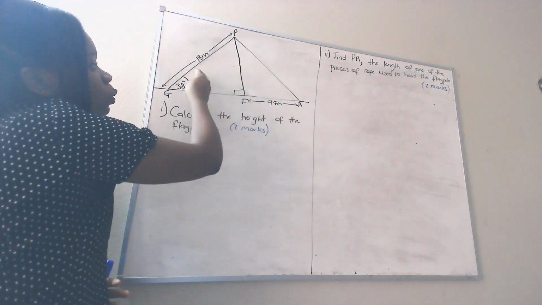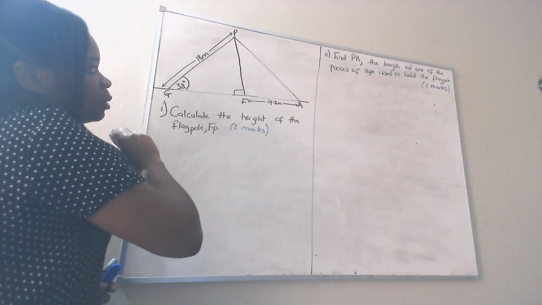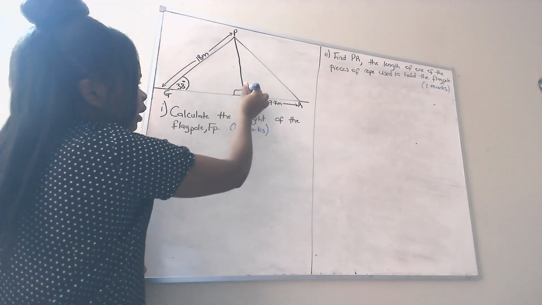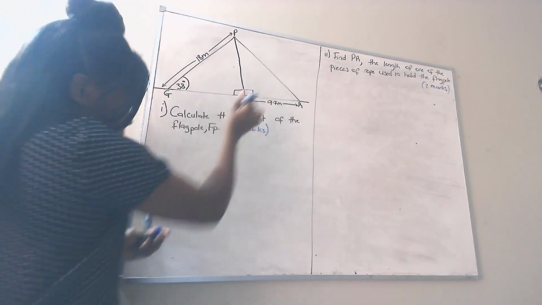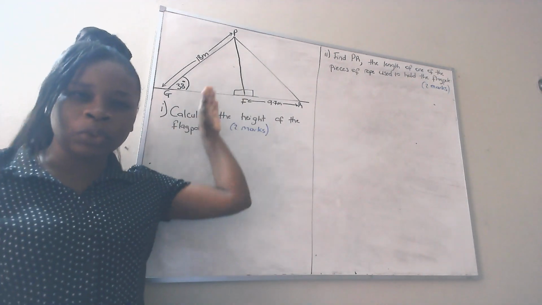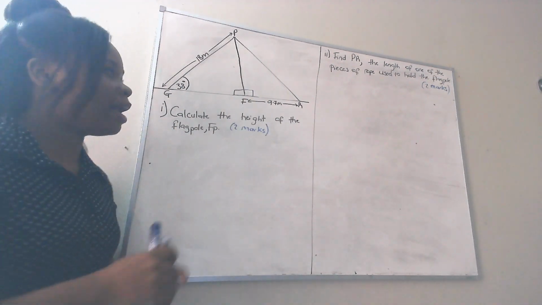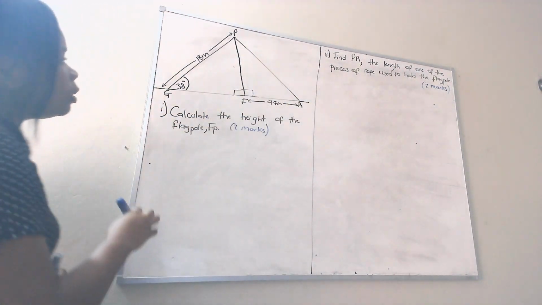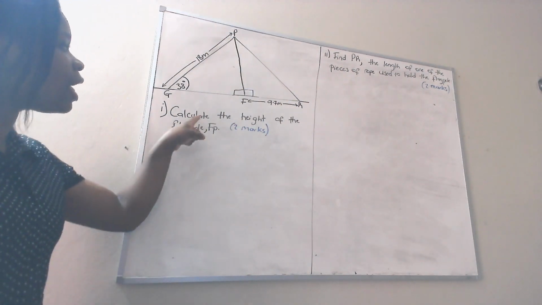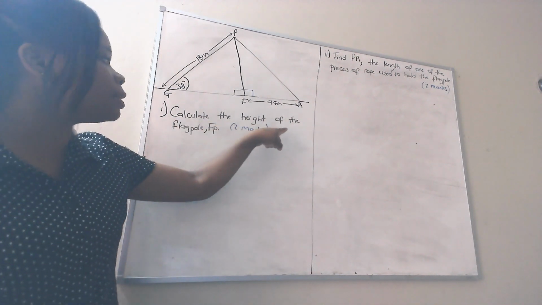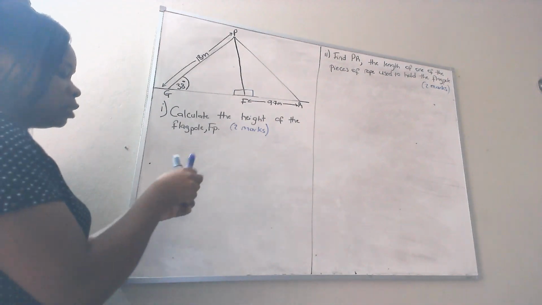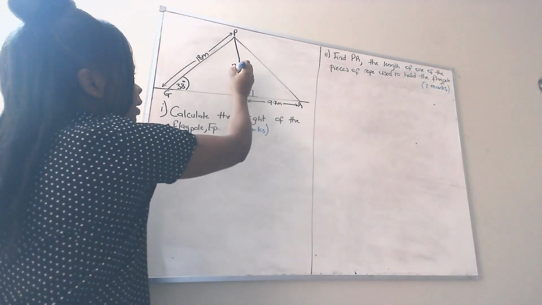Notice you're looking at two right angle triangles. So if it's perpendicular here, it's also perpendicular there. So you notice we have two right angle triangles that make up this big triangle, which is GFR. We're asked to calculate the height of the flagpole FP. They want us to find the height here.